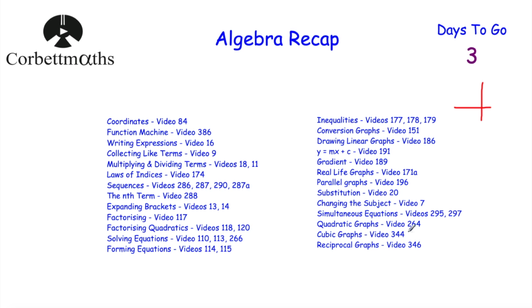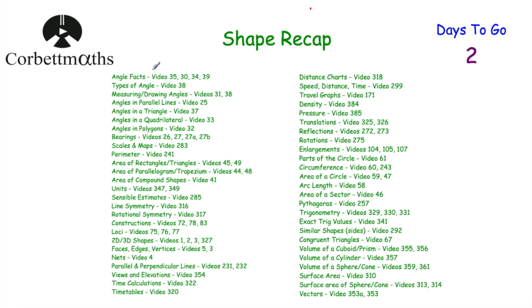And also know the shapes of the cubic graphs and reciprocal graphs and how to plot those as well. Good angle facts: the angles in a right angle will add together to be 90 degrees, in a straight line 180 degrees, at a point 360 degrees. If you've got two lines across each other, the opposite angles are equal to each other. They're called vertically opposite angles.